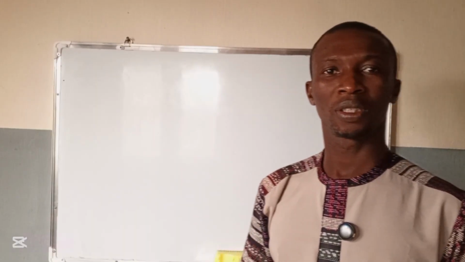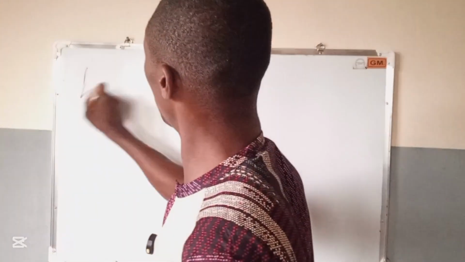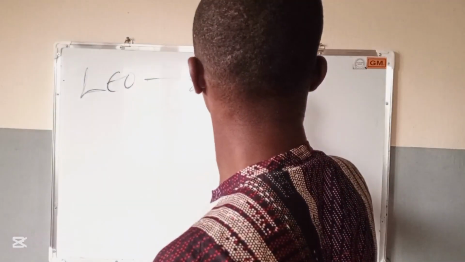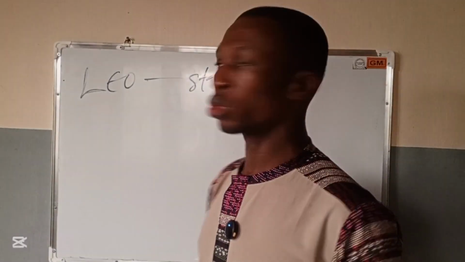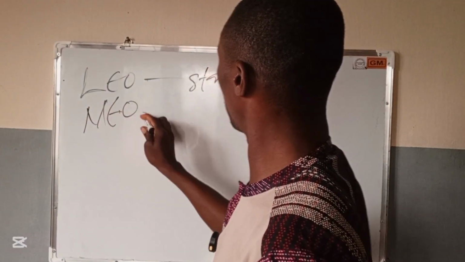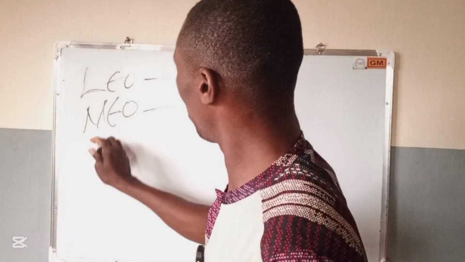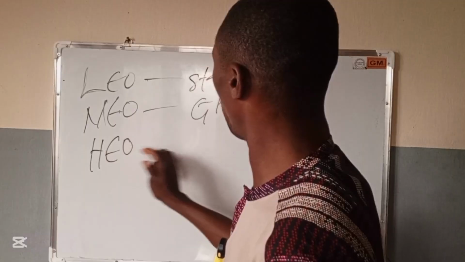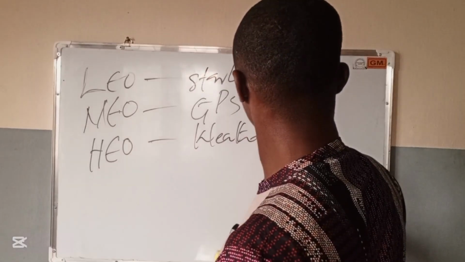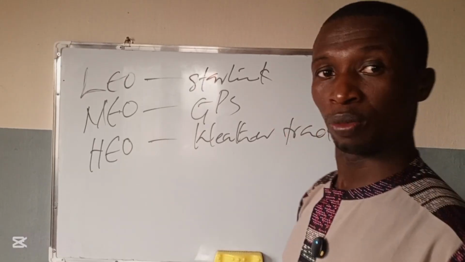When we talk about Earth's orbits, we have what we call the low Earth orbit, where you have your Starlink. We also have the medium Earth orbit, where you have your GPS. We have the high Earth orbit, which is used for weather tracking. These ones are very close to the moon.